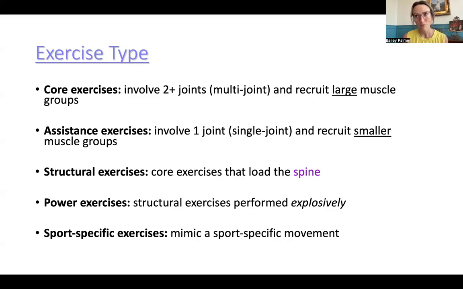These are just movements that mimic a sport movement, like lunges for a runner, or doing anything with triple extension, which is the movement at the ankles, hips, and knees, for somebody who jumps. And so it's just mimicking a movement with a resistance lift.